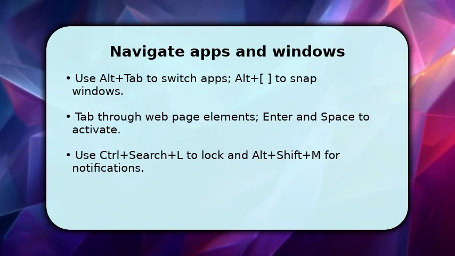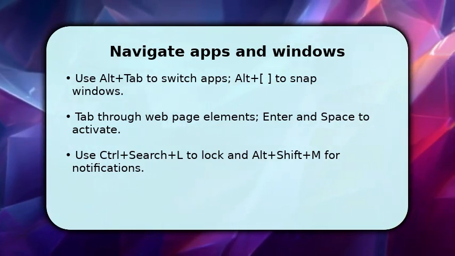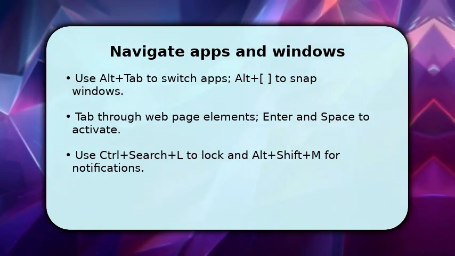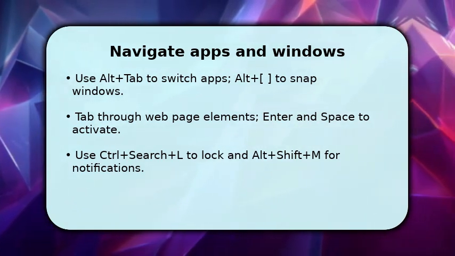Now you move through tasks without touching a mouse. Use Alt plus Tab to cycle apps quickly and Alt plus brackets, or Search plus left/right to snap windows for split view. This organizes work.